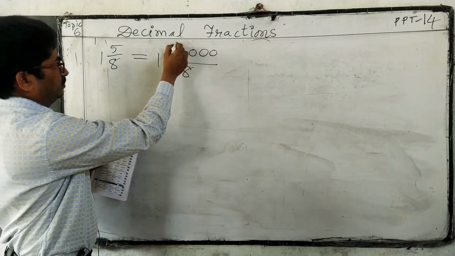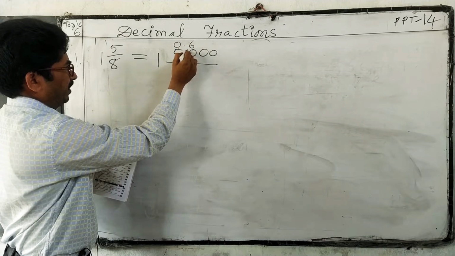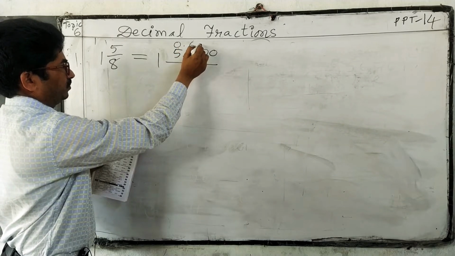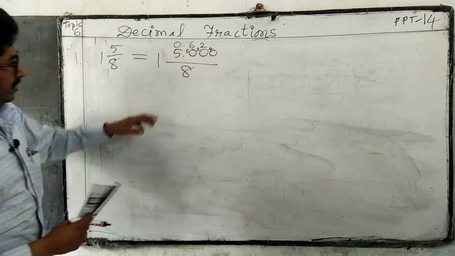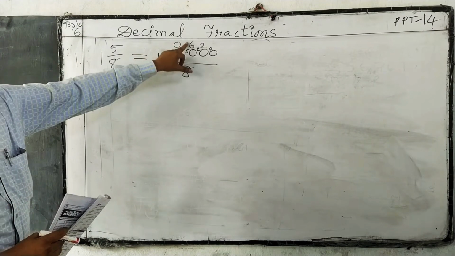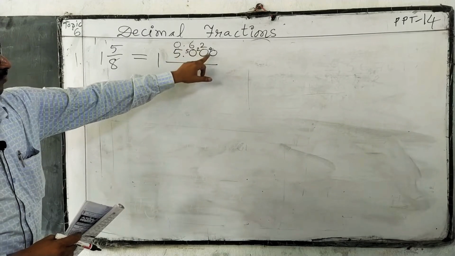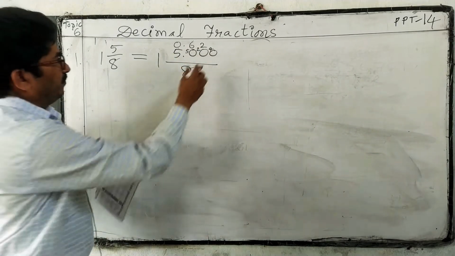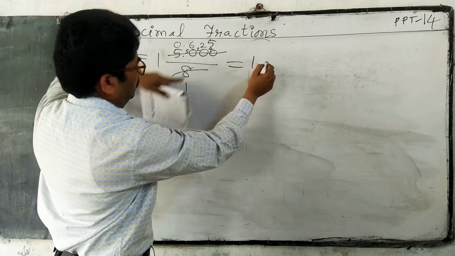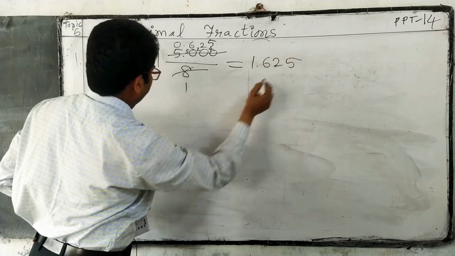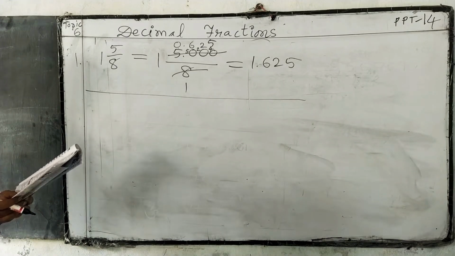So 8 zeros are 0, 8 sixes are 48, 2 remainder, 8 twos are 16, 4 remainder, 8 fives are 40. So the answer is 1.625. Option 4.